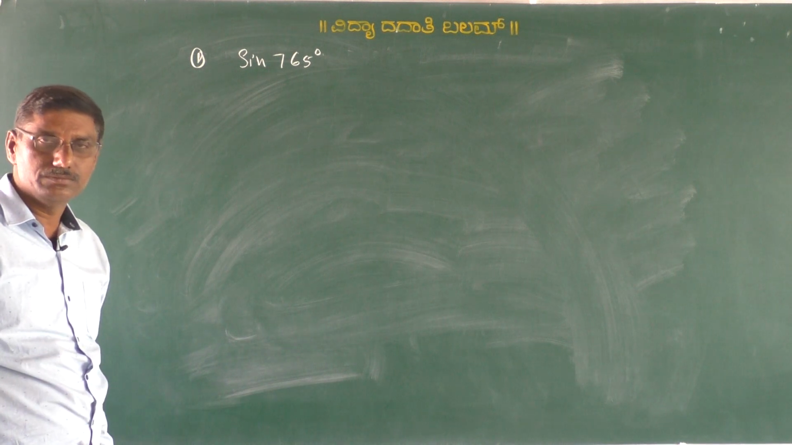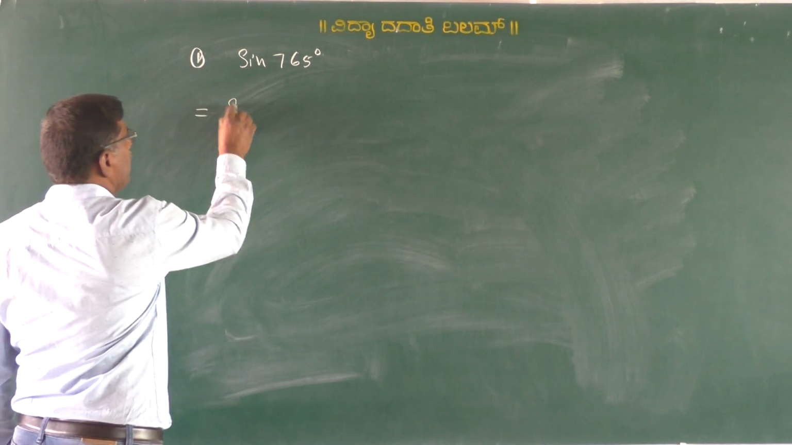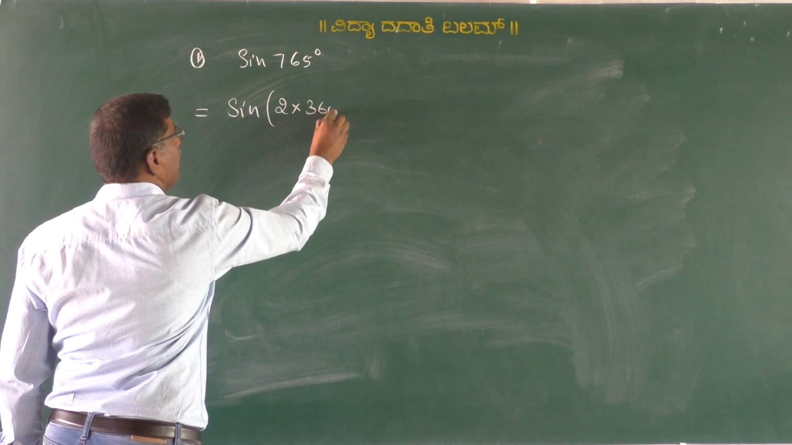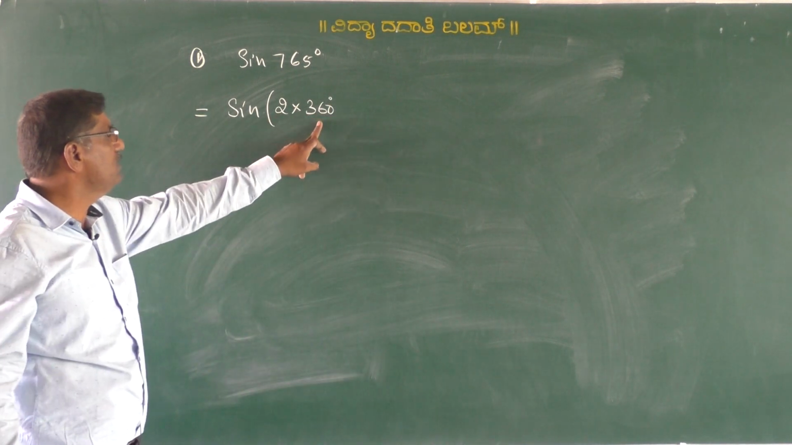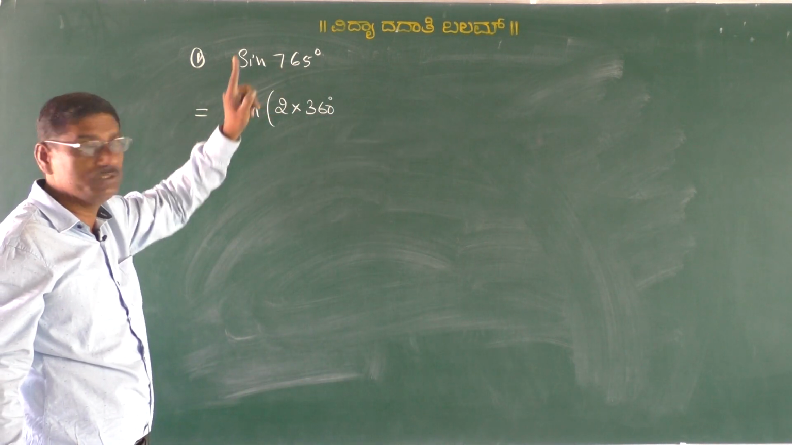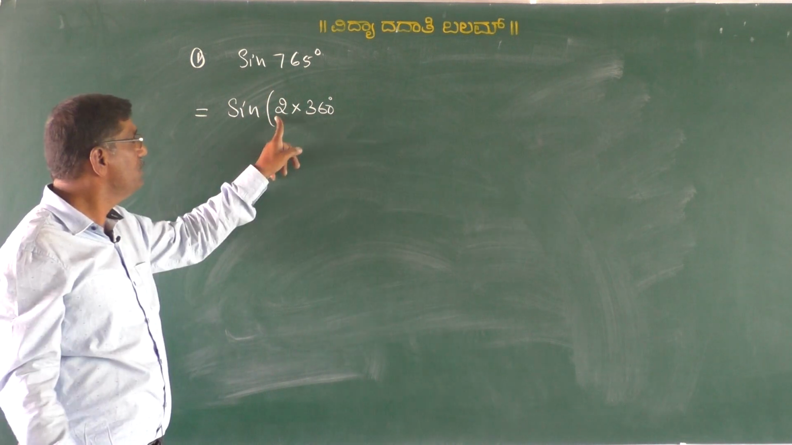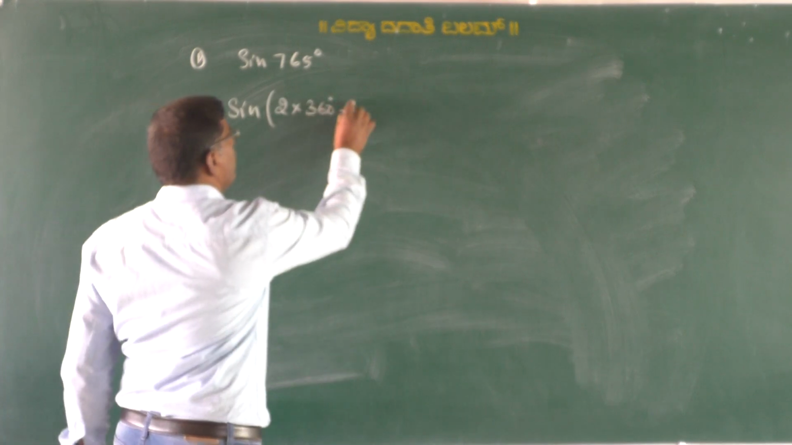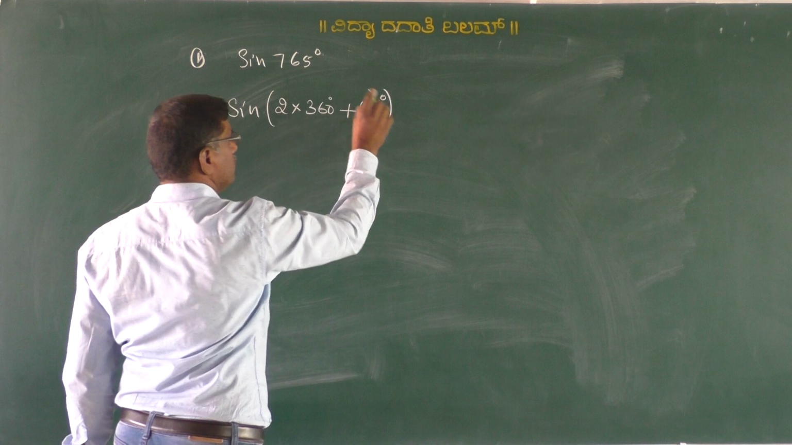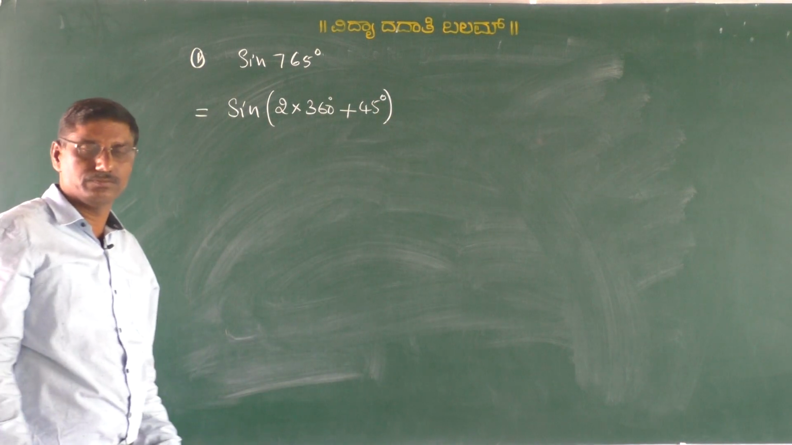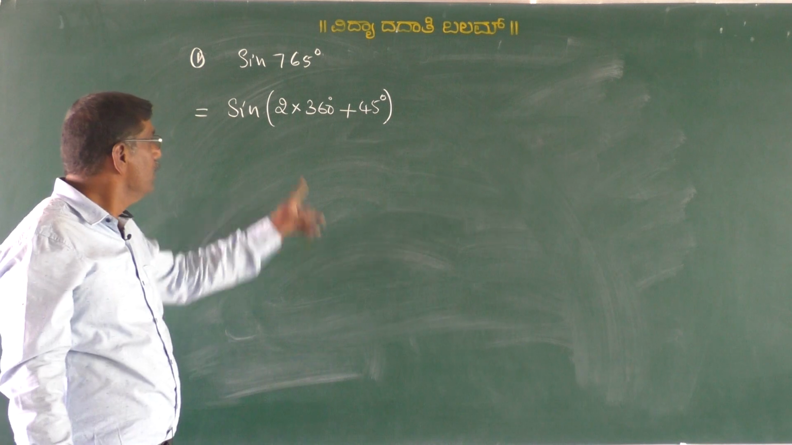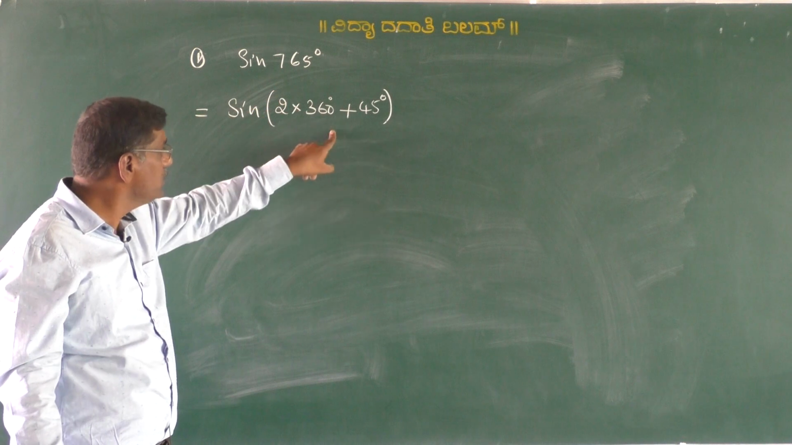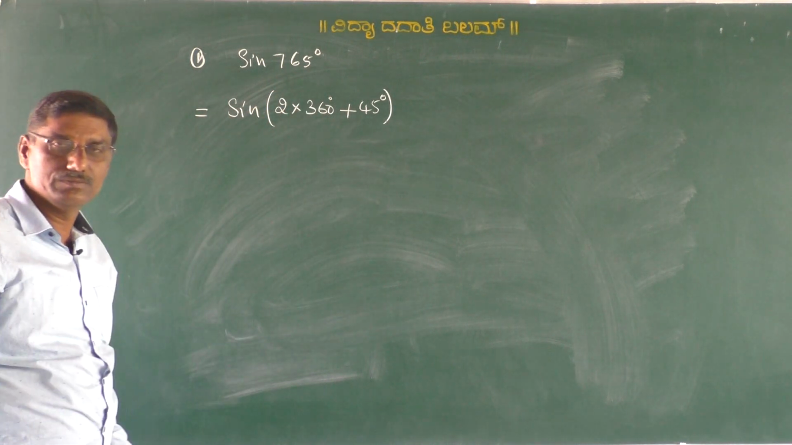Both are same. How, sir? This can be written as sine of 2 into 360 degree, my dear students. If you simplify this one, how much? 720, isn't it? Plus 45. If you simplify this one, we get this. Or if you expand like this, we get the same result.